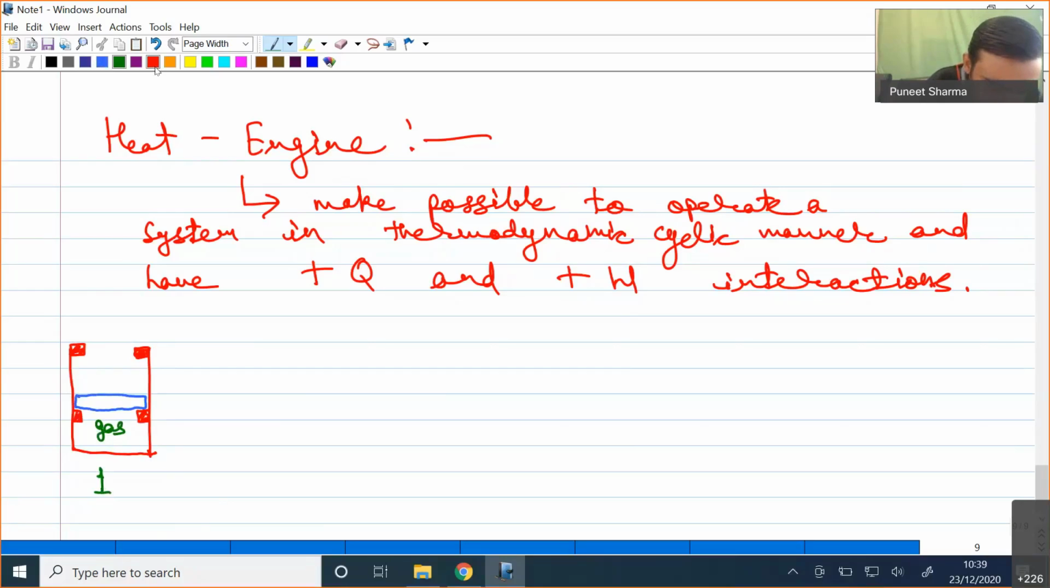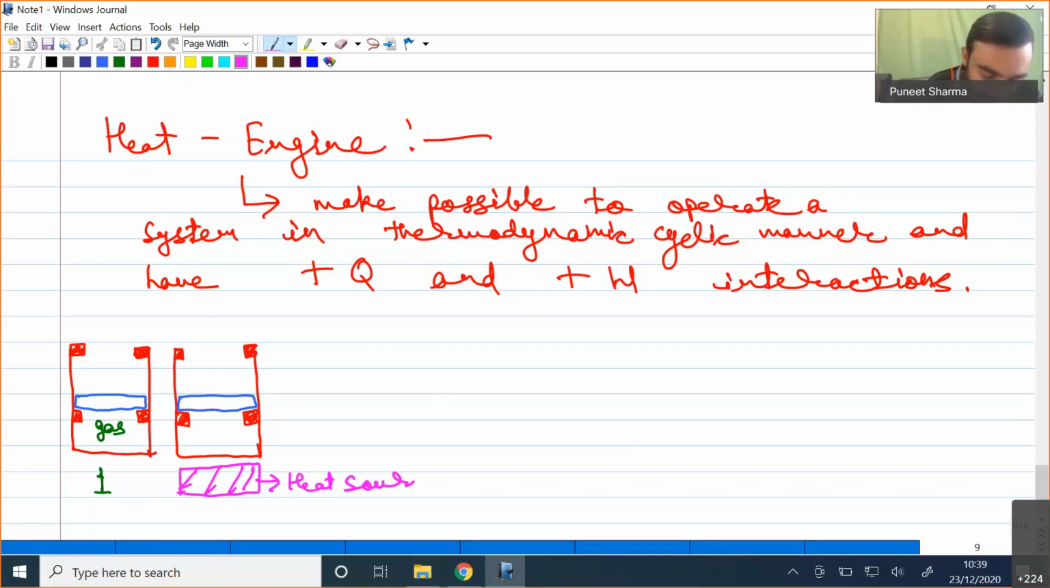Now, after this, I have the same system. In this system, I have now made it contact a thermal reservoir of higher temperature. Okay, so now I will be making this system have physical contact with a heat source.